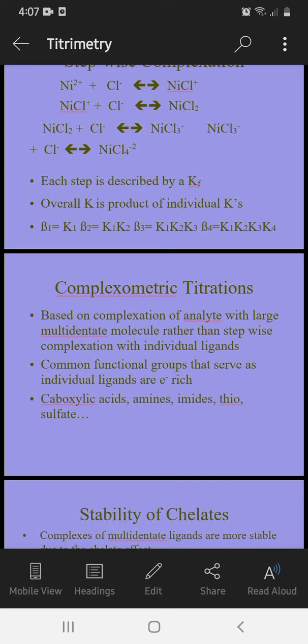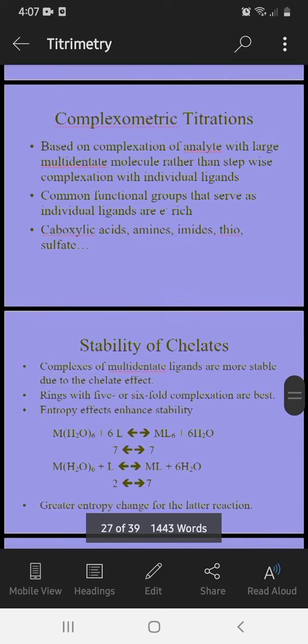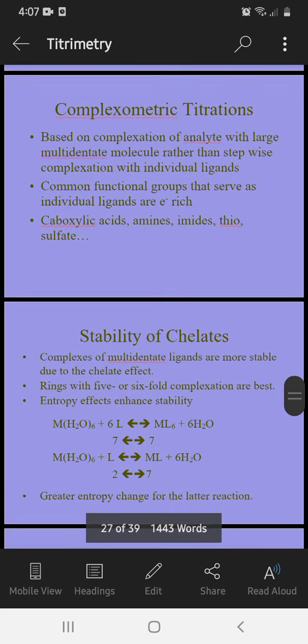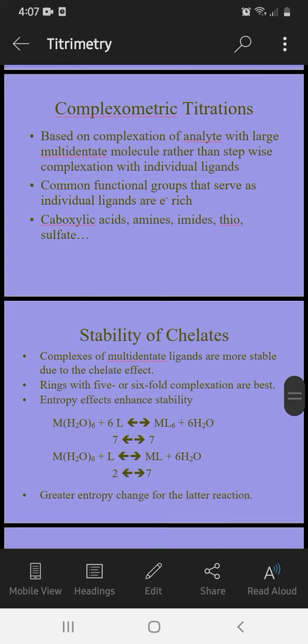Each step is described by a Kf. The overall K is the product of individual Kf's. Beta 1 equals K1, beta 2 equals K1 K2, beta 3 equals K1 K2 K3, beta 4 equals K1 K2 K3 K4. Complexometric titration is based on the complexation of the analyte with a large multidentate molecule rather than stepwise complexation with individual ligands. Common functional groups that serve as ligands are electron-rich: carboxylic acids, amines, imides, thiosulfate.